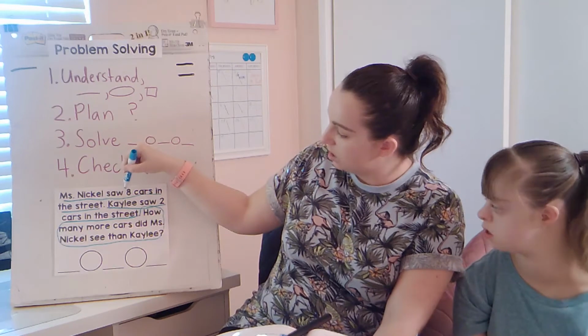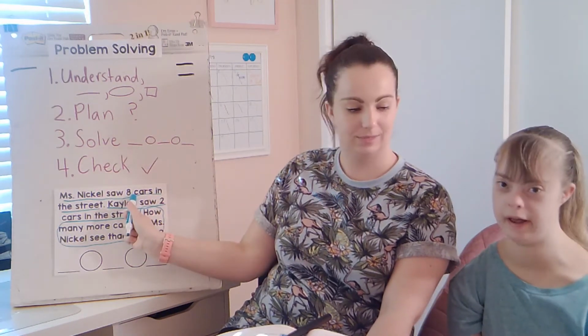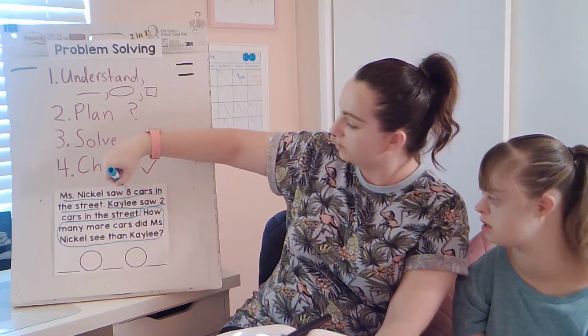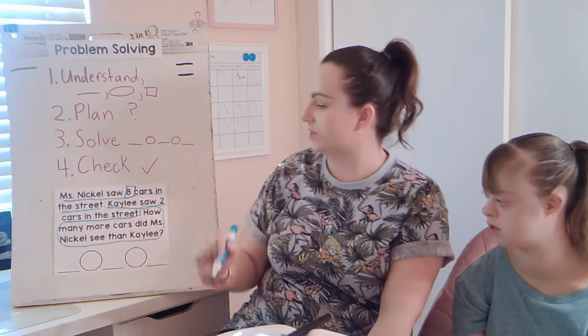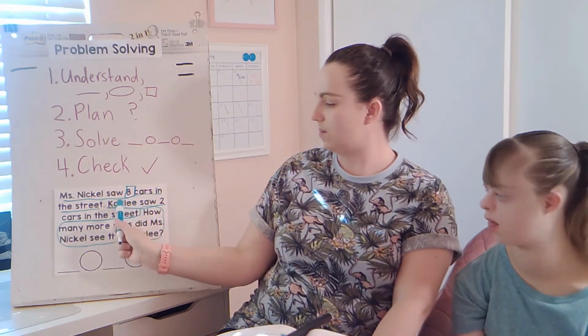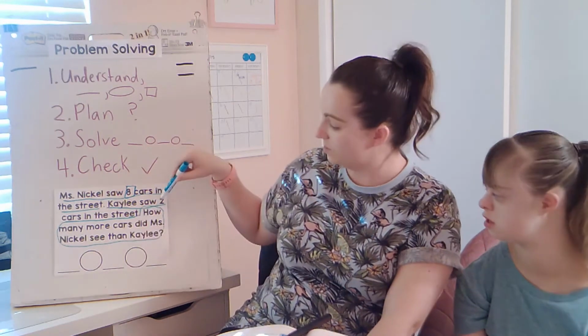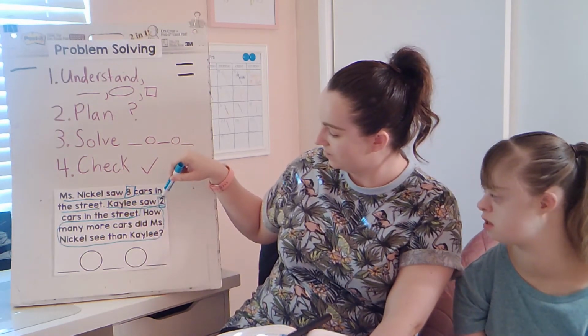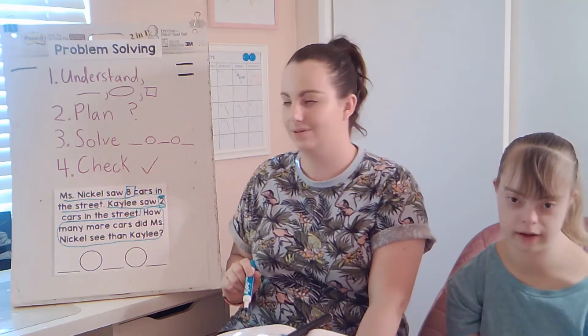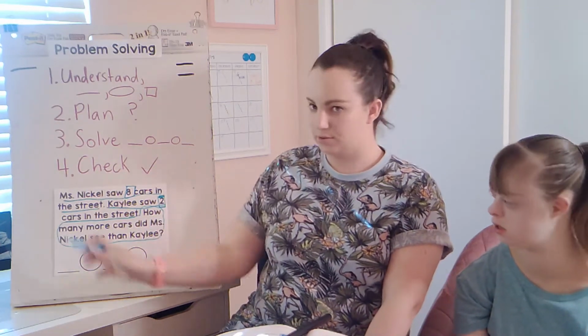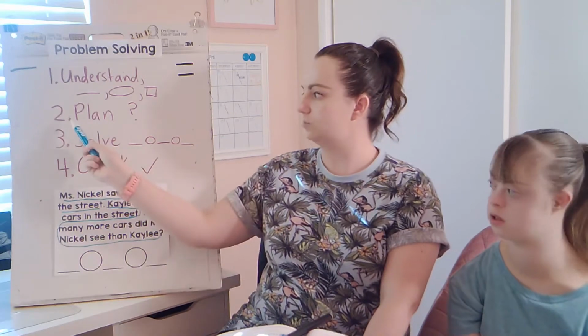Miss Nichols saw how many cars, Kaylee? 8. Good. I'm going to put a box around that. And then Kaylee, in the problem, how many cars did you see? I think 2. Very good. So I'm going to put a box around that. Okay. I think we understand the problem. Next, we have to plan.